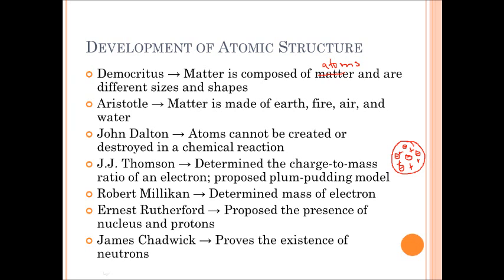Robert Millikan determined the mass of the electron, and then Ernest Rutherford proposed the existence of the nucleus and of protons. So basically, he disproved the plum pudding model, and he said that the center of the atom is going to have a massive positive charge, and the electrons are going to be floating around on the outside. And finally, James Chadwick proposed the existence of the neutrons within the nucleus also.